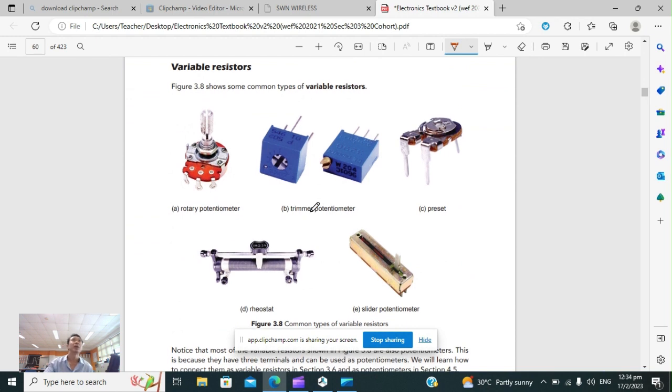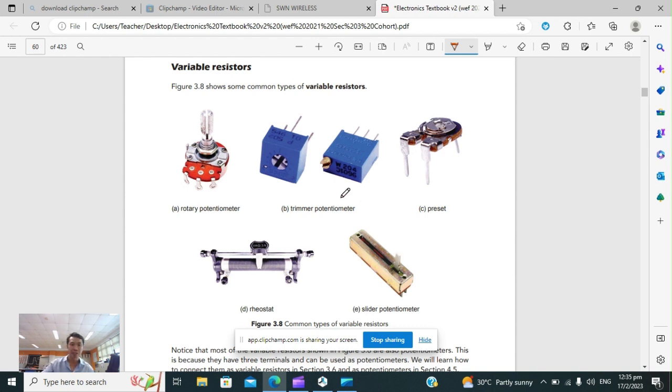Okay, so we talked about fixed resistors just now. Now we're going to talk about variable resistors. For fixed resistors, what you see is what you get. If I give you a fixed resistor of 1000 ohms, that's it. You can't change it. But when we talk about variable resistors, the good thing is that you can tune it to a particular resistance you want. So you've got your rotary potentiometers, trimmer potentiometers, rheostats. These are what we have in our science labs.